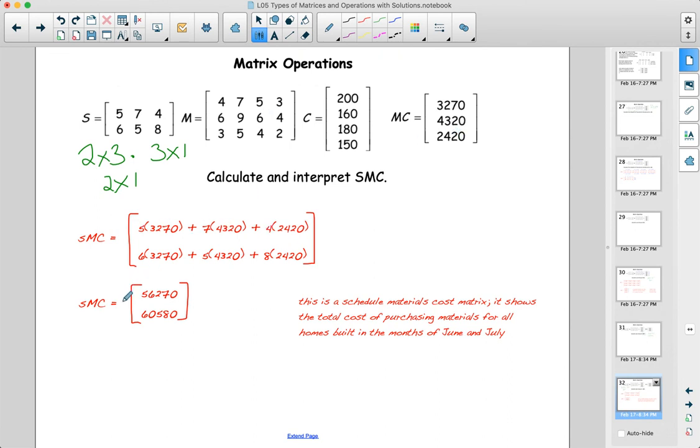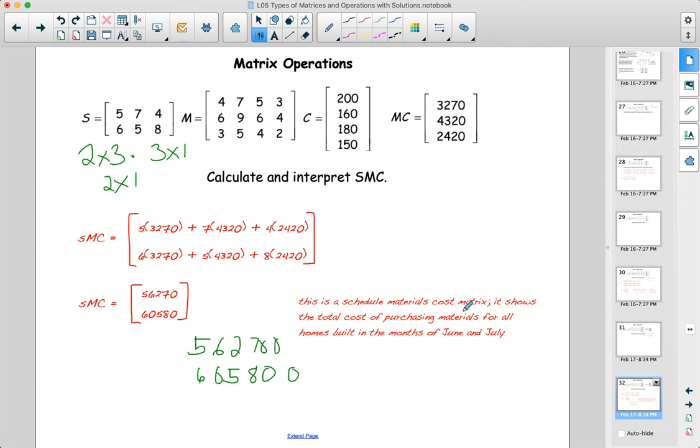Punching all of that into your calculator, you'll get for SMC 56,270, 60,580. And remember, these would be in tens of dollars, right? Because these were in tens of dollars. So if we want to know the actual cost in dollars, we'd be 562,700, 605,800.